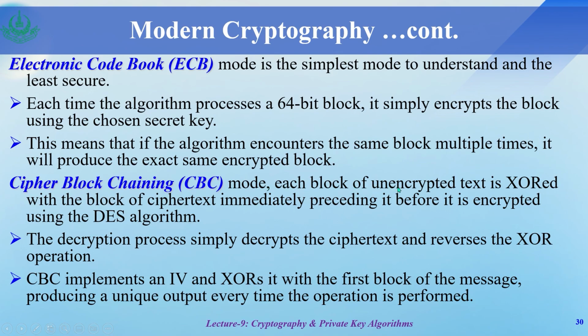Each block of unencrypted text is XORed with the block of cipher text immediately preceding it before it is encrypted using the DES algorithm. The decryption process simply decrypts the cipher and reverses the XOR operation. CBC implements an IV, an initialization vector, XORed with the first block of the message, producing a unique output every time the operation is performed.